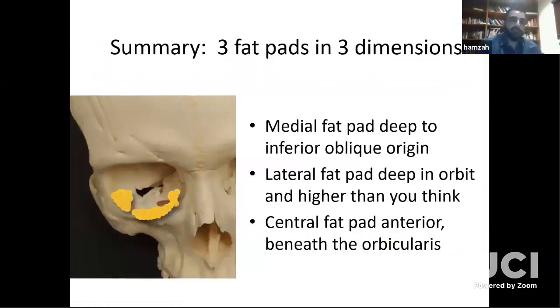So in summary, the 3 fat pads have to be looked at in 3 dimensions. So the medial fat pad is deep to the inferior oblique origin. The lateral fat pad is deep in orbit and higher than you think. And the central fat pad is fairly anterior but beneath the orbicularis.